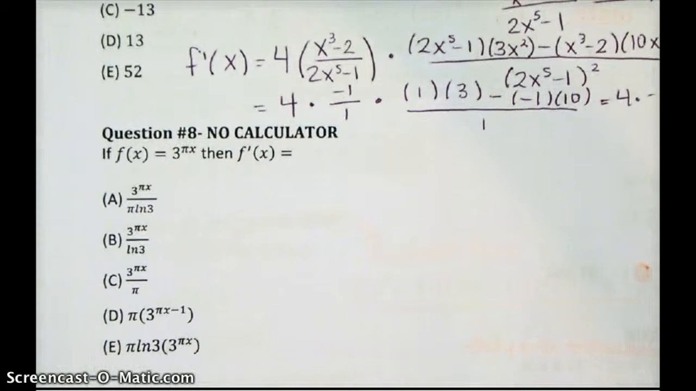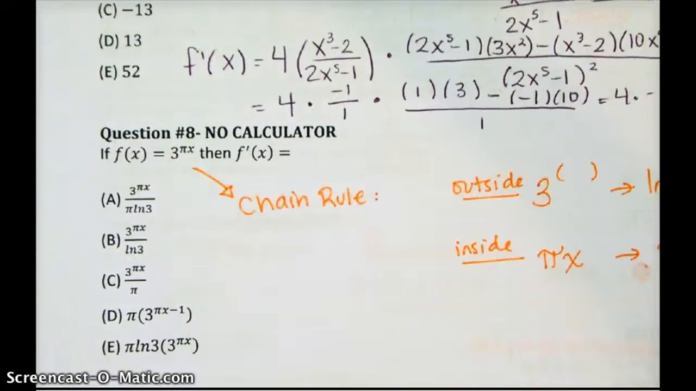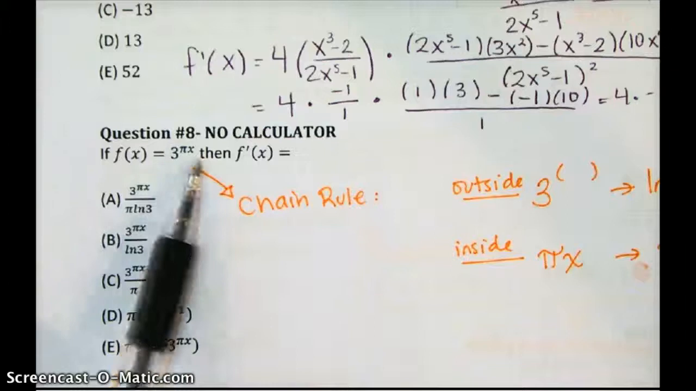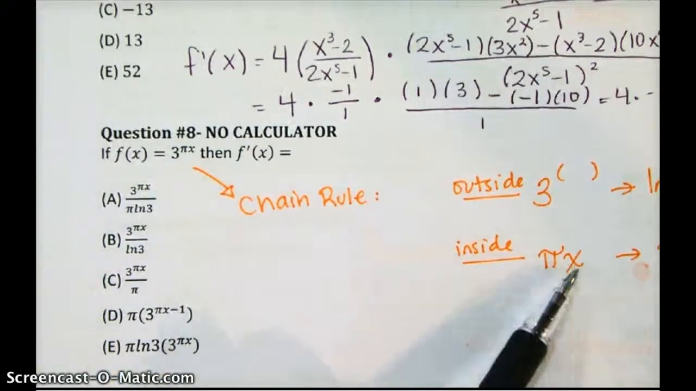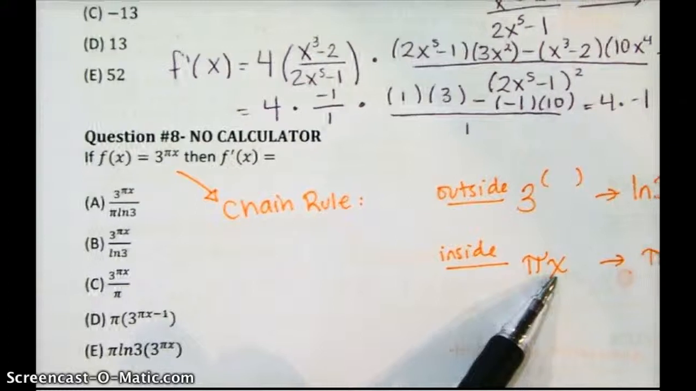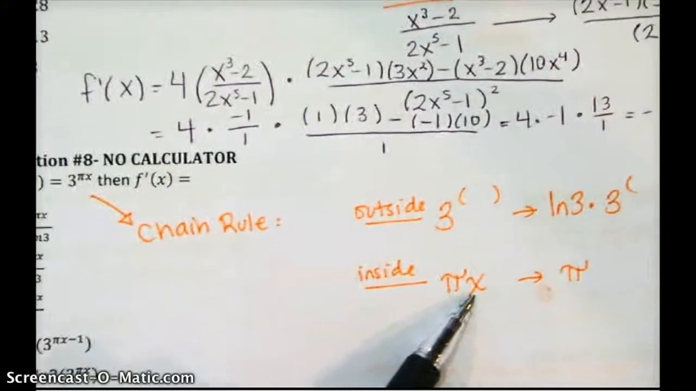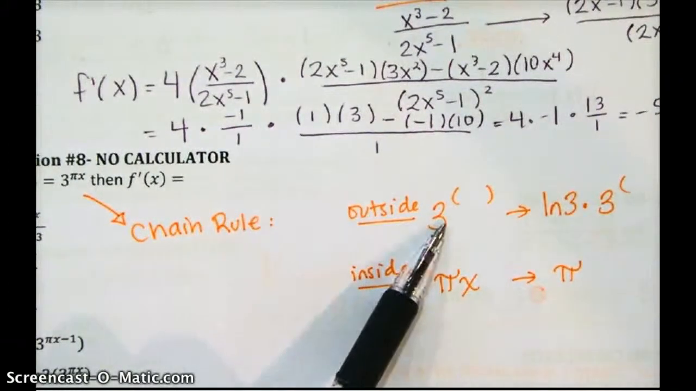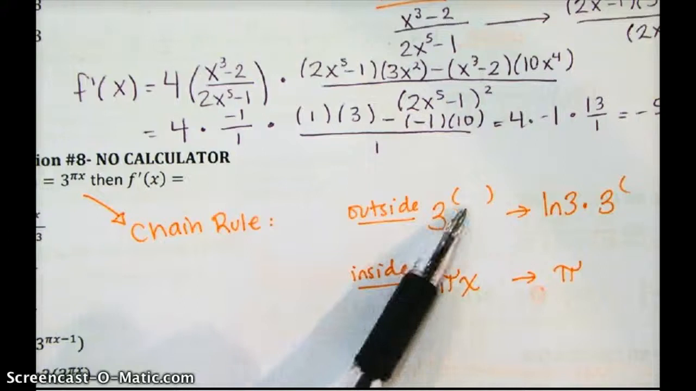Question 8 is a simple chain rule this time. The outside function is 3 to the something, and the inside function is pi times x. The derivative of pi times x is easy because that's just a coefficient and a number, so that's just pi, the coefficient. And then you need to remember the rule for exponential functions.